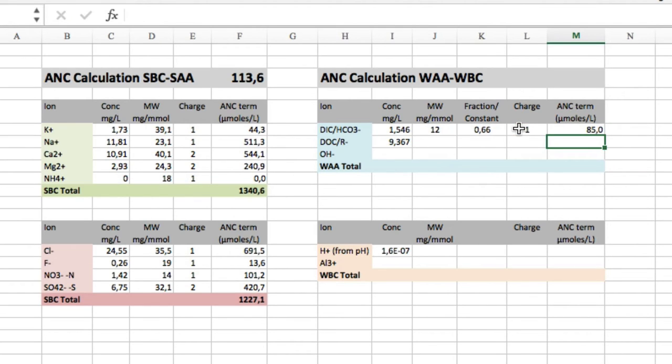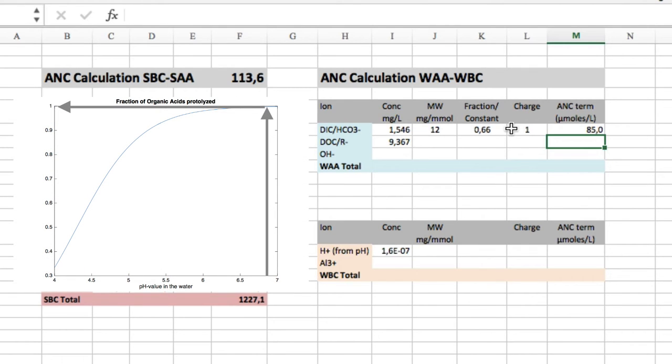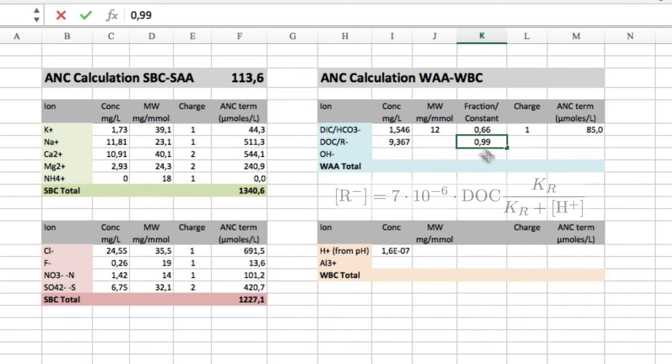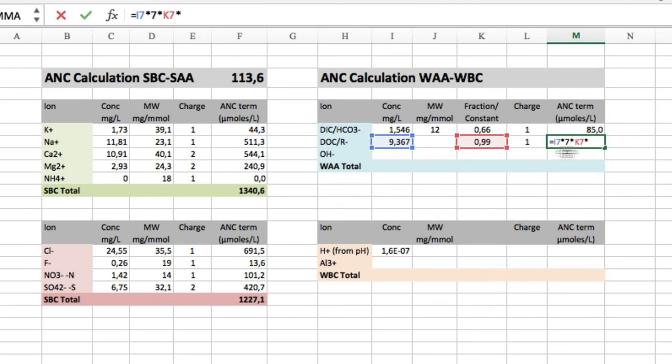When it comes to the DOC, what we have to do is to take the DOC concentration, multiply it by a factor of 7 times 10 to the minus 6, but also the amount of the DOC that is in the anionic form. And if we bring up this diagram showing the degree of protolysis versus the pH, we see that virtually all of the organic acids are in the anionic form. So let's put a 0.99 there, and the charge is 1. We take the concentration, multiply by 7, multiply by 0.99, and multiply by 1. And then we automatically get it in micromoles per liter. We add them up and get 149.9.